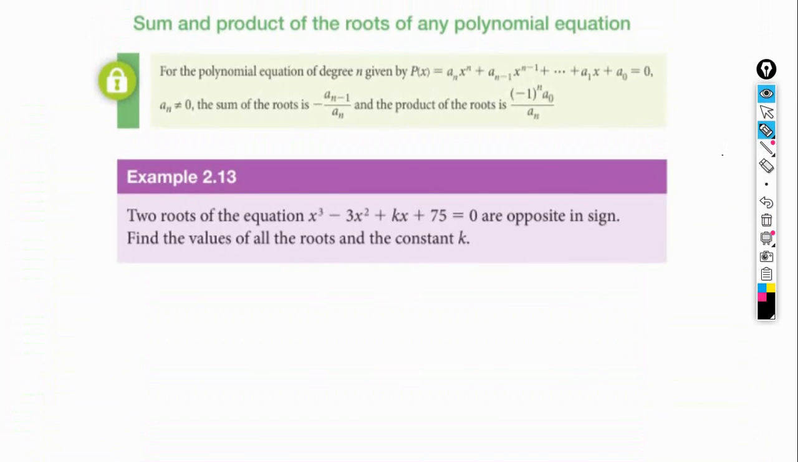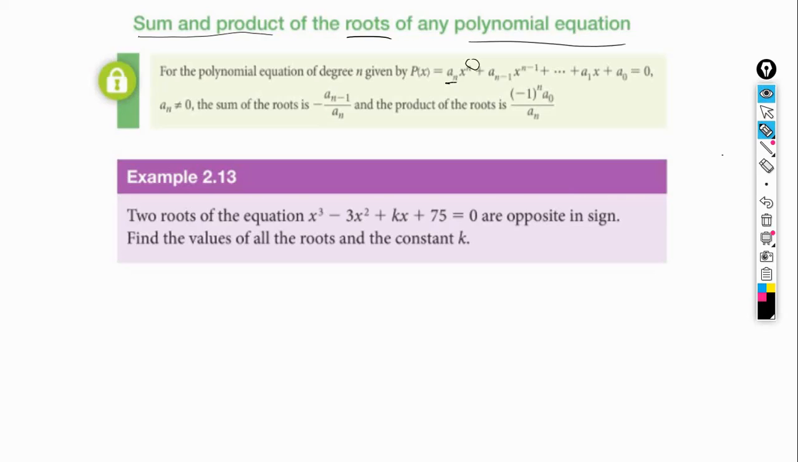So in the next slide, we're going to talk about the sum and product of the roots of any polynomial equation. This is a very powerful theorem that can help us solve many problems, because it turns out that you know that you have a polynomial of degree n. So the first term is x to the n, as you can see here. So look at the notation.